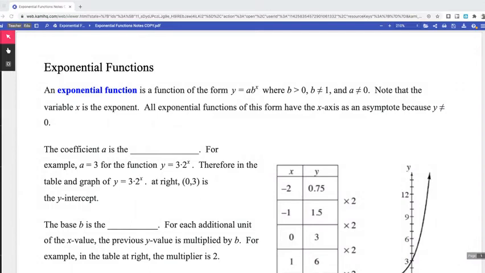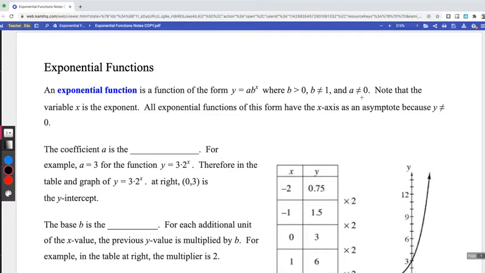Hello, today we're going to be talking about exponential functions. All right, so an exponential function is a function in the form of y equals ab to the x. We've actually seen a few things in this form, including geometric sequences, where b is greater than 0 and not equal to 1, and a is not equal to 0.